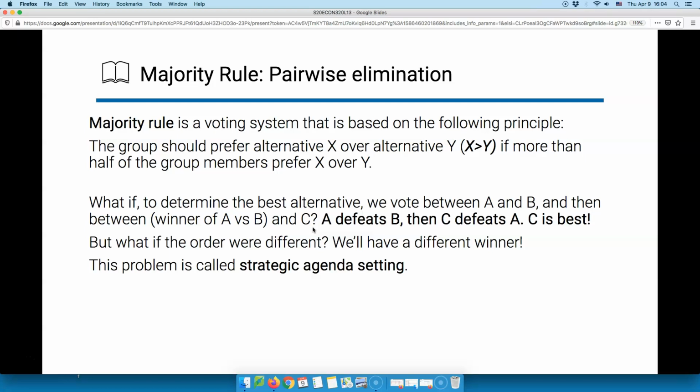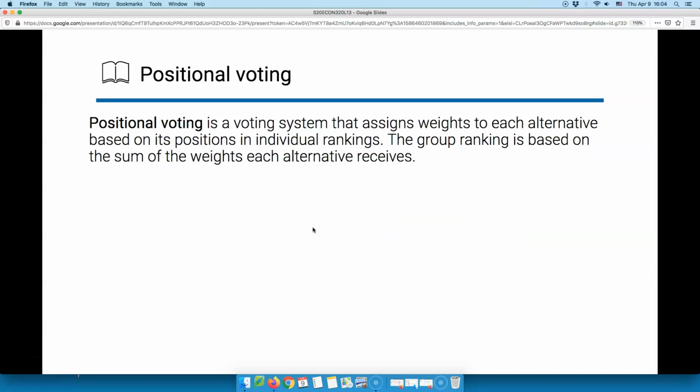Okay, that's it about the majority rule. And the next thing we're going to do is talk about positional voting. Positional voting is a different way of determining the winner. In a positional voting system, every individual comes up with a ranking of their alternatives, and based on the ranking, each alternative gets points from each individual. And then we add up those points for each alternative and create the group ranking based on the sum of the points that we assign.